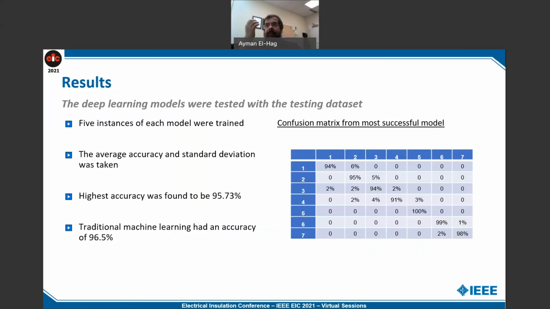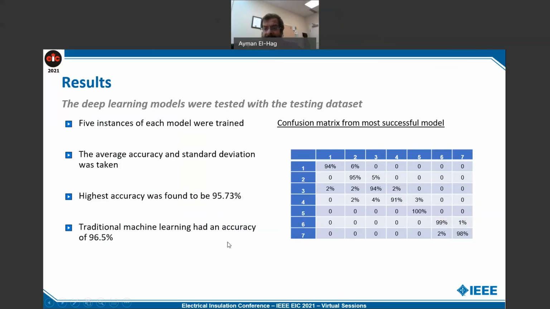Now, when we tried all these models, we had very good results. The maximum accuracy we got was 95.73%, which is very close to the 96.5% we got using the traditional machine learning algorithm. But now with the advantage that the whole process is much less time consuming, because here I don't need to manually extract features, try them, reduce them. Here, all I need is just to feed the pictures and the algorithm will be able to learn by itself.